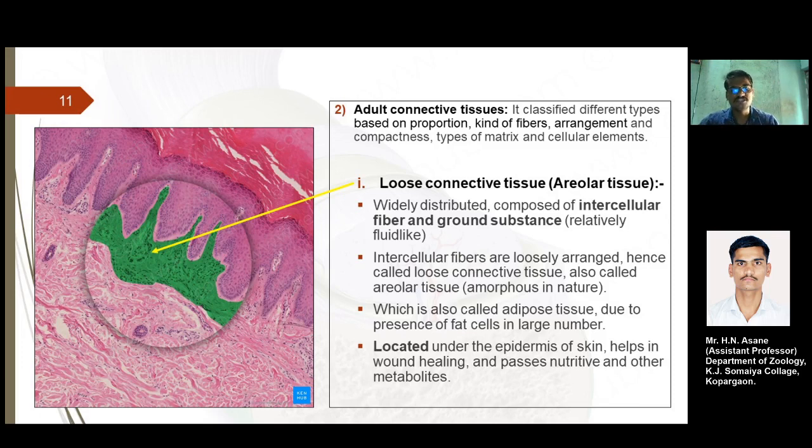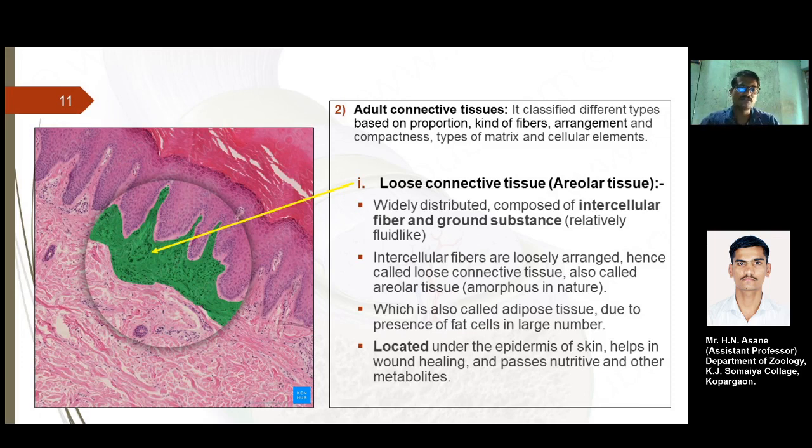They are loosely situated among the loose connective tissue, and these tissues are amorphous in nature, which is also called adipose tissue. It is also known as the adipose tissue, and there are two examples of adipose tissue itself: the white adipose tissue and the brown adipose tissue.